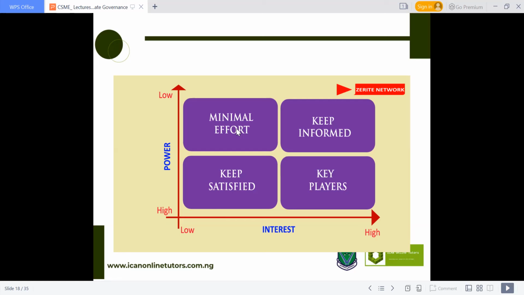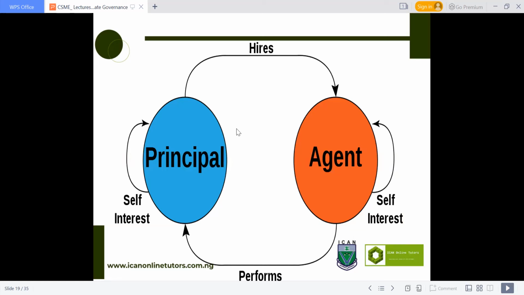Low power, low interest: minimal effort. High power but low interest: keep satisfied. High power, high interest: key player. Low power but high interest: keep informed. So let's now talk about agents.